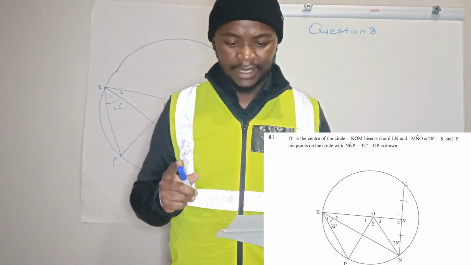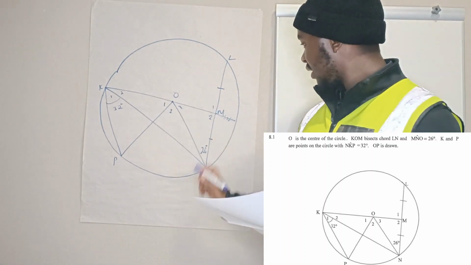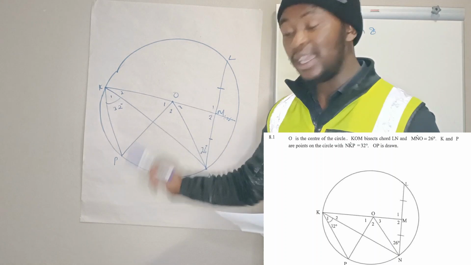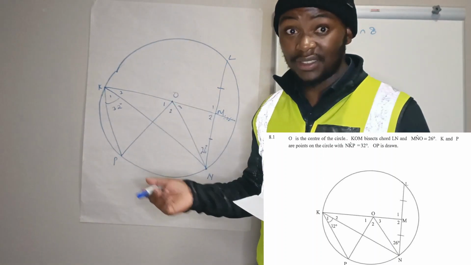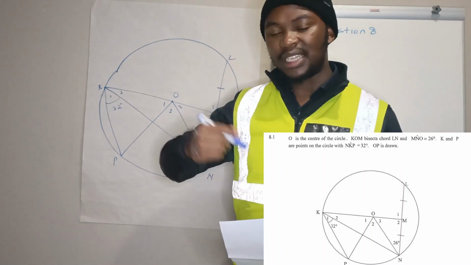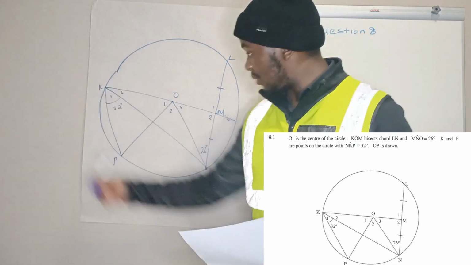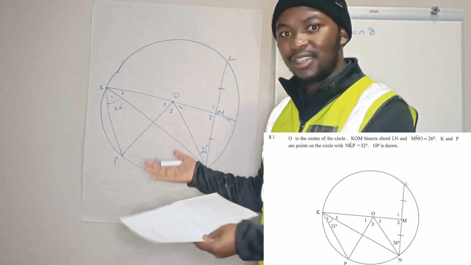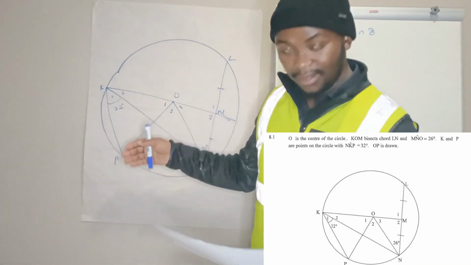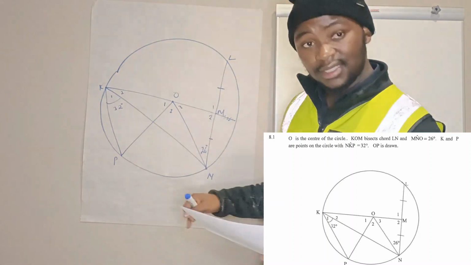of the statement. K and P are points on the circle. So we have K and P. Noted. They are saying these points K and P are on the circle. Why did they have to tell us that? It's because everything in circle geometry needs to be declared before you can make assumptions. They told us this is a circle. You can see it looks like a circle, but they had to tell us that O is the center of a circle. And they tell us that KOM bisects these two.